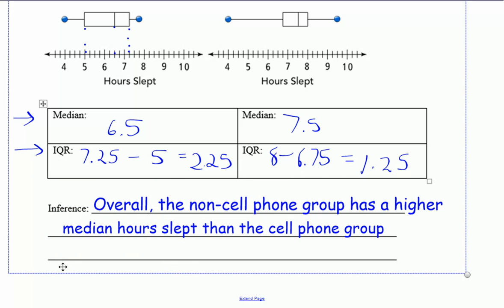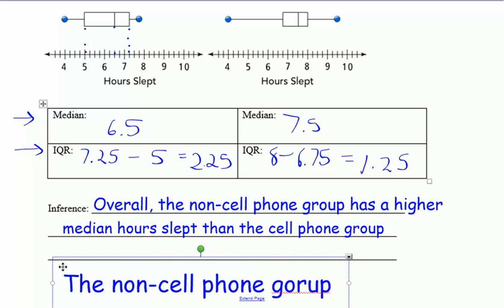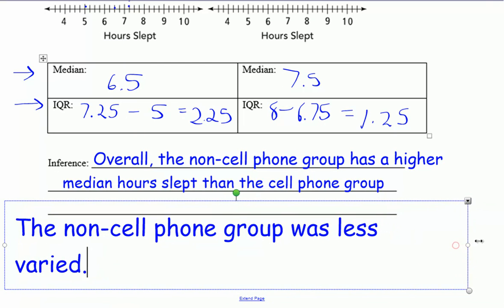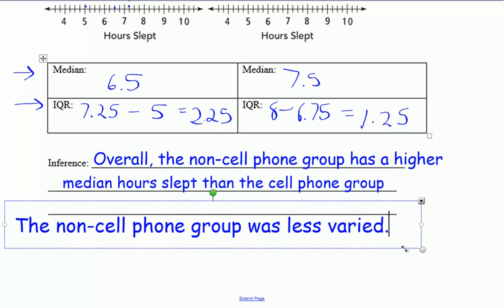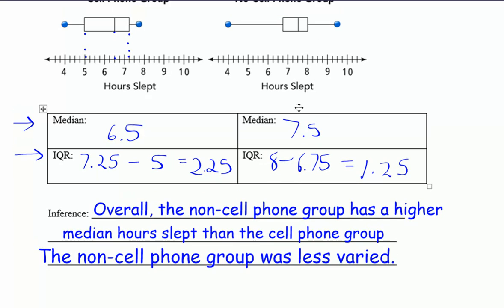And then I'm going to say the non-cell phone group was less varied, which means they have a smaller IQR. There's not as much variety in the hours that they slept. If you take a look, you see how the box is actually very small. It's very tight compared to this one, a little more spread out. So the non-cell phone group was less varied. The cell phone group was more varied.